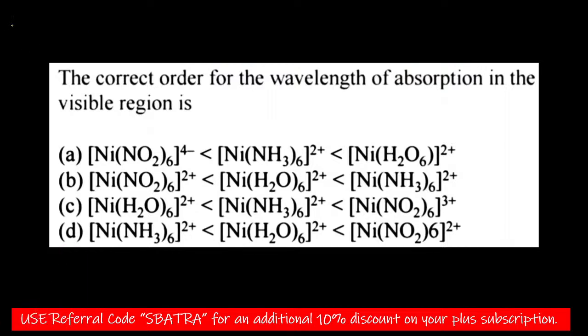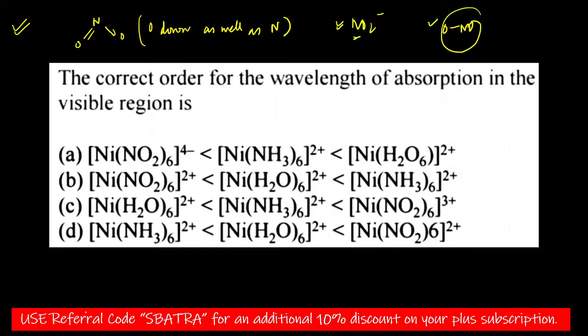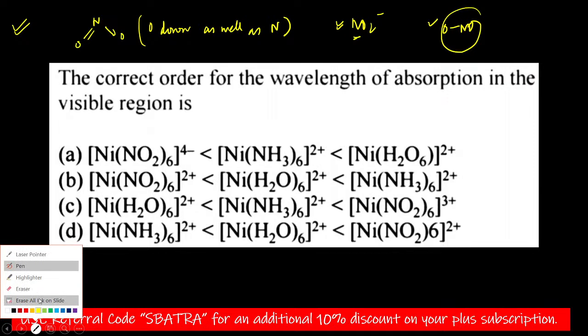I hope yellow ink is visible. So now let's discuss this question. The strength of ligands: we were talking about this NO2 minus. Nitrite can donate from oxygen as well as from nitrogen. When they have represented it in this format, you have to take nitrogen donor; in the other format, you have to take oxygen donor. So over here they are using nitrogen donor.